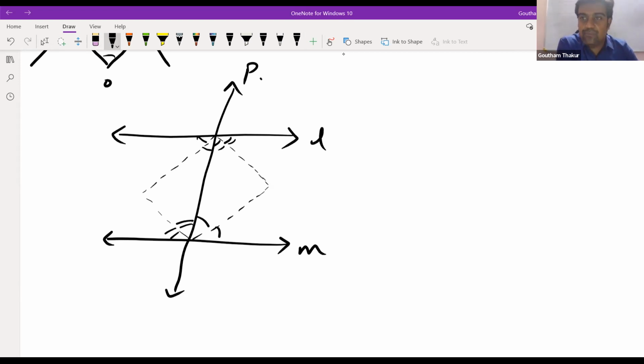Which type of polygon is formed? That is what my question is. Please tell me which type of polygon is formed and why? Why are we saying this? Quadrilateral. Okay. To be more specific, which type of quadrilateral is formed?